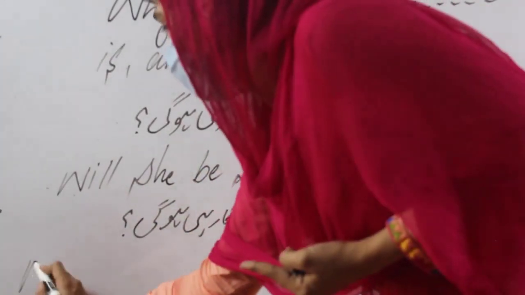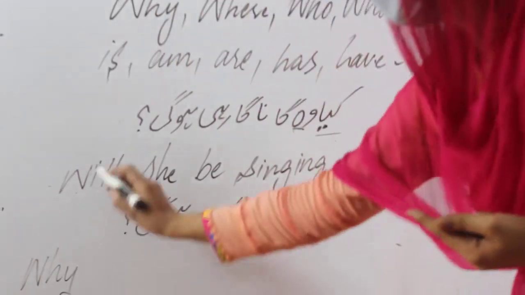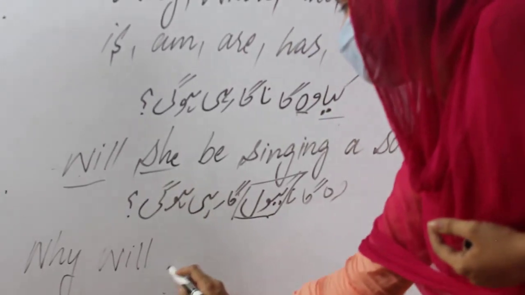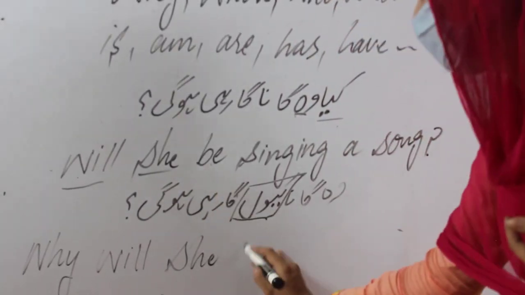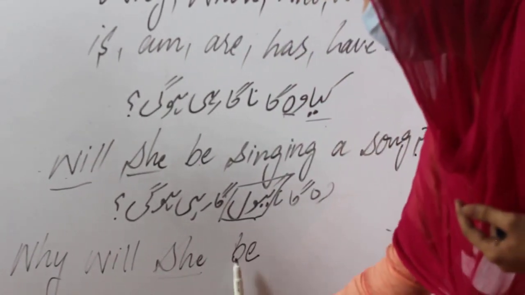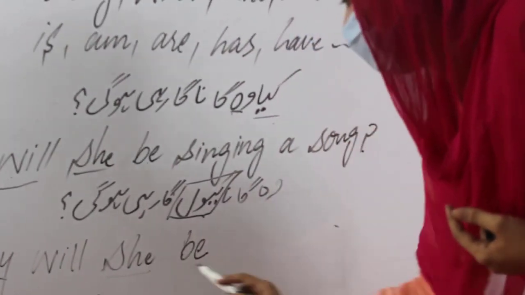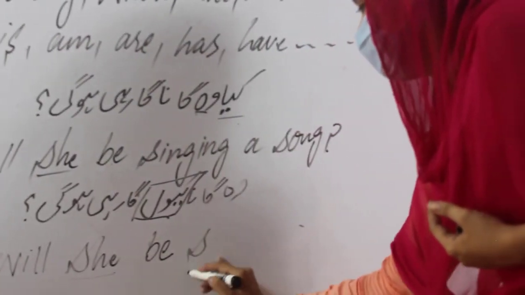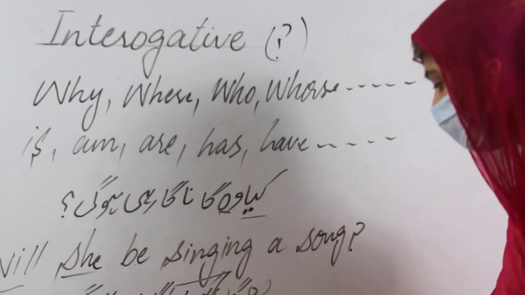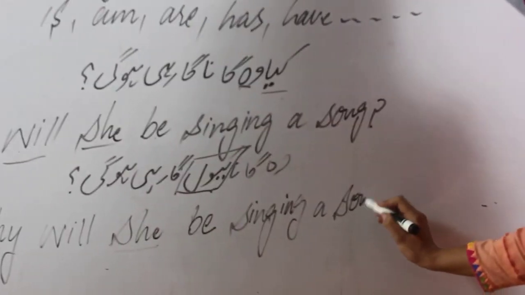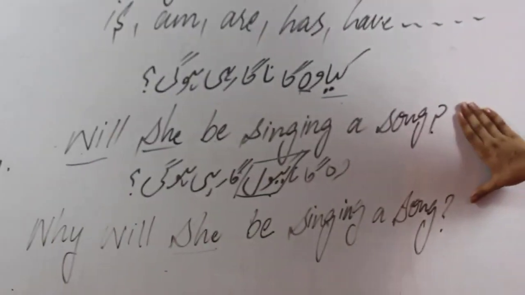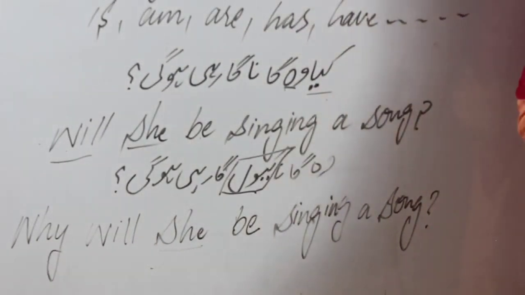Just for example, put why at the very beginning, then put the will after the why, then write the subject she, then put the be after the subject, so the subject becomes placed between the will and the be. Why will she be, then put the original verb with the present participle ing, singing a song, and put the question mark at the end of your statement. This one is necessary. These are the criteria and pattern to solve the interrogative statement.